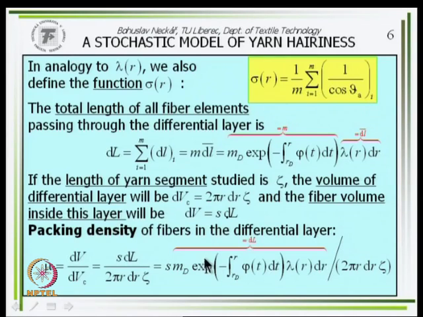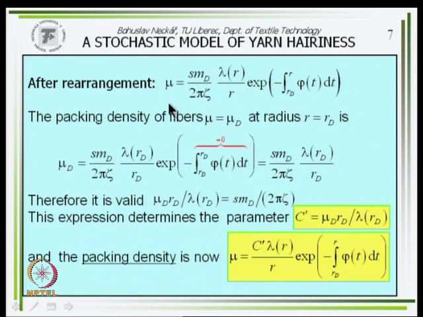In place of dl we use this equation, and then after rearranging, we obtain this expression for packing density in the hyannis sphere at general radius r. The packing density of fibers at radius r equal rd is the starting packing density mu d. Starting, I mean, on the surface of the yarn body.